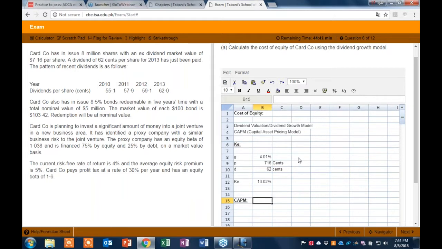One of the problems that the dividend growth model has is that it assumes that the dividends will grow at a constant rate. Now, in practice, this is not the case. Dividends may grow, may not grow, or may grow at different rates. Number one, this is the first problem that the dividend growth model has.